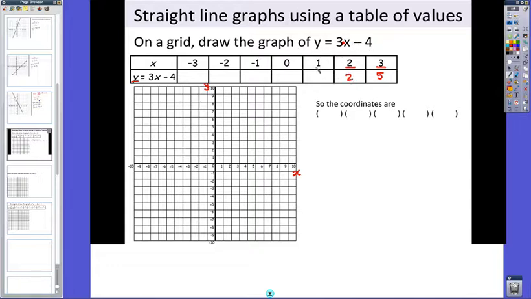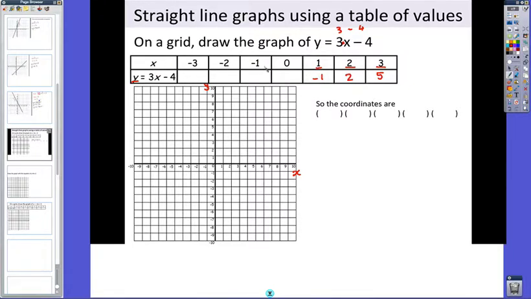And now your x is 1. So 3 times 1 is 3. 3 take away 4 is minus 1. Now remember, if you're trying to work out 3 minus 4, you can use your number line to help you out. We're at 3, and we take away 4, so we need to go left 4 steps, 1, 2, 3, 4, and we reach minus 1. And that's your y value.